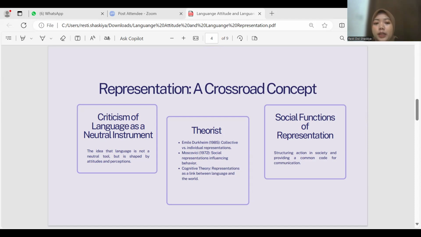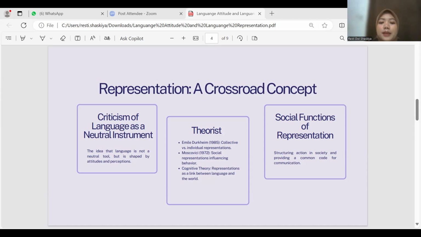The first is Emile Durkheim. Durkheim believed that there are two types of representation, collective and individual. Collective representations are shared by a group of people, like cultural beliefs, while individual representations are unique to each person. He argued that society shapes our understanding of the world. While a statement from Moscovici focuses on how social representations, ideas, and beliefs shared by a group affect people's behavior, he saw that the way people think and act is influenced by these shared beliefs, including how language is used in society.